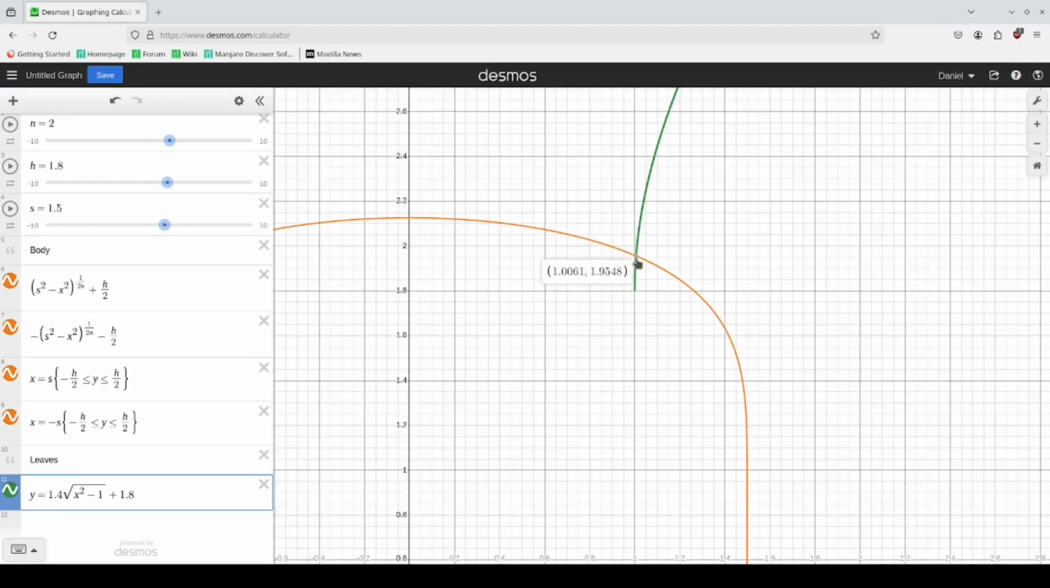Just for cleanliness, I'm going to steal this y value here. So in the long term, we're gonna benefit better from the x value, because we're gonna be coloring with those boundaries, and so I'm gonna be grabbing 1.0061. 1.0061 is, let's go to x positive 1.0061.